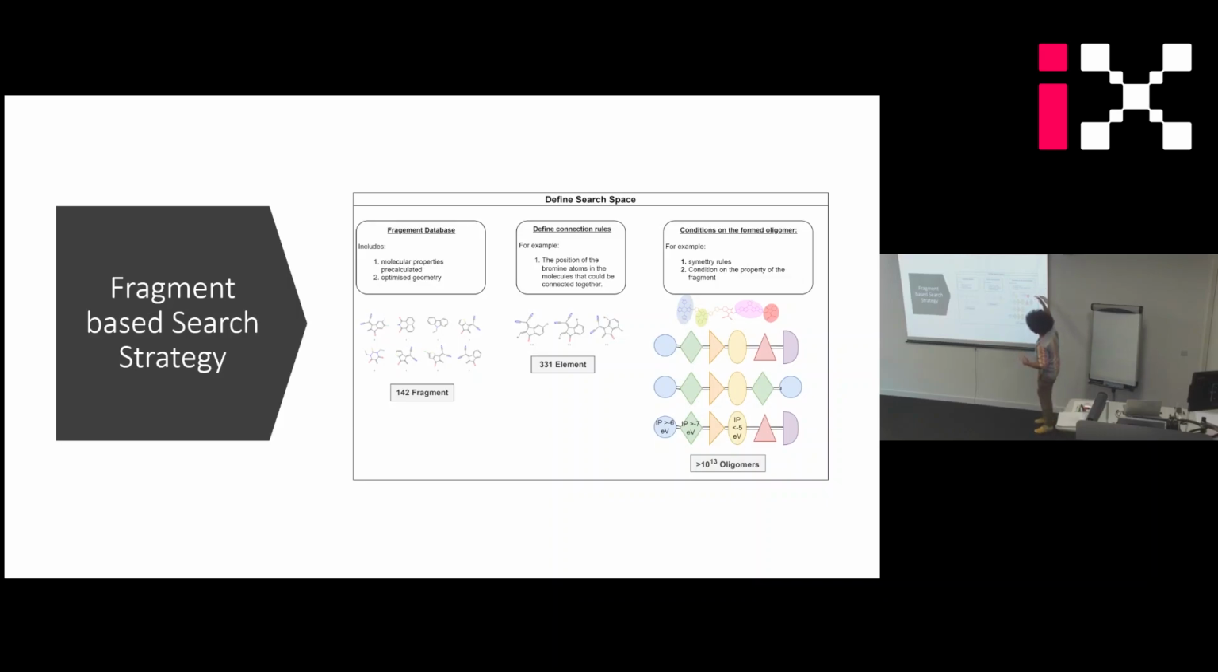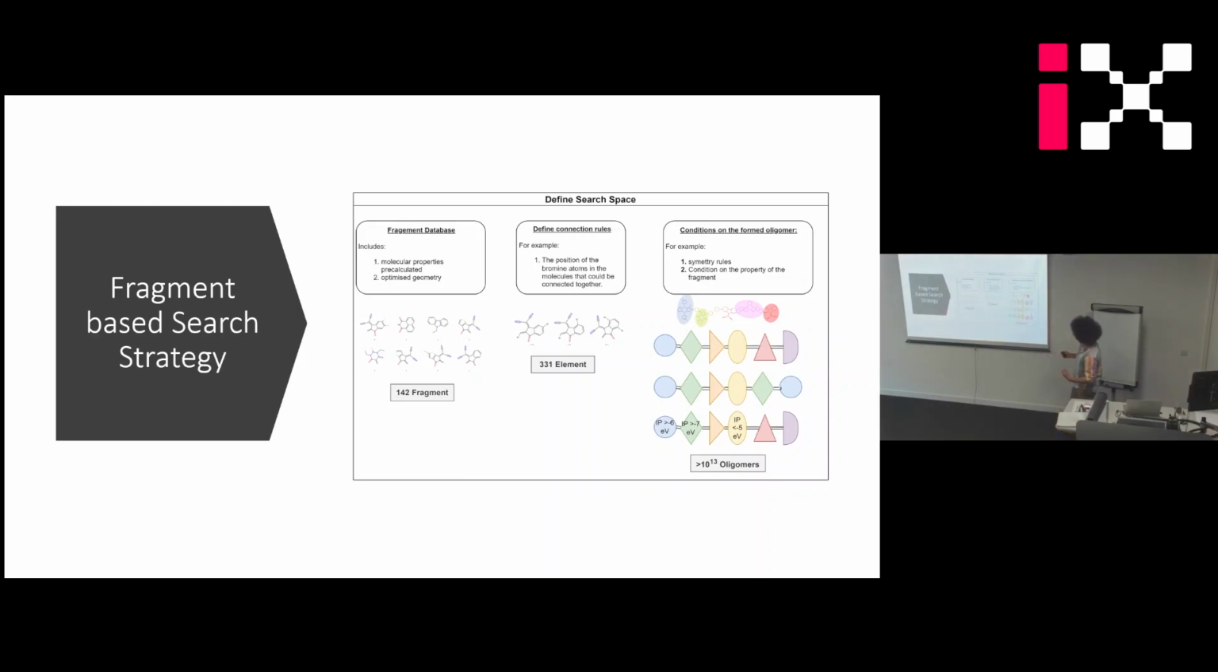So, for example, if we just take 140 different fragments, you can connect them in 300 ways. You get 330 different elements, meaning 330 unique fragments plus connection rules. And that gives you more than 10 to the power of 13 different oligomers that you can look into.